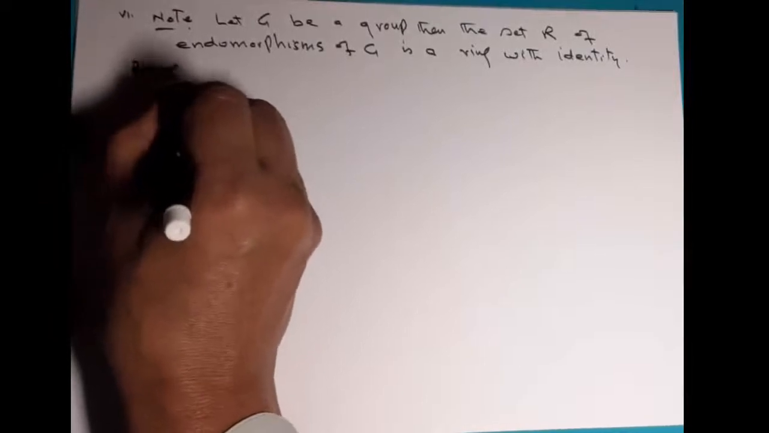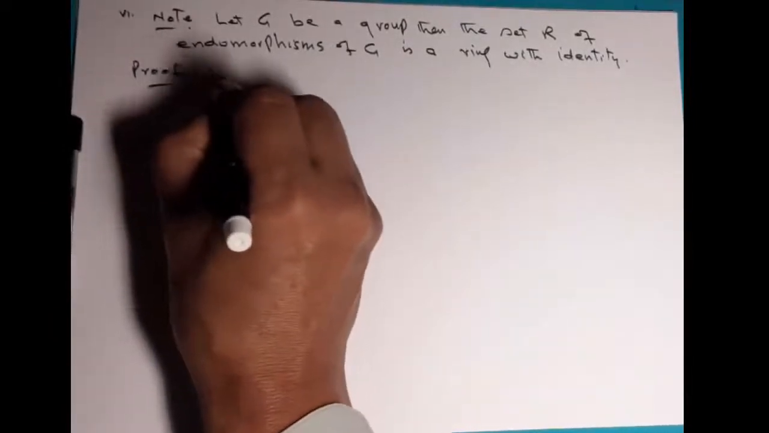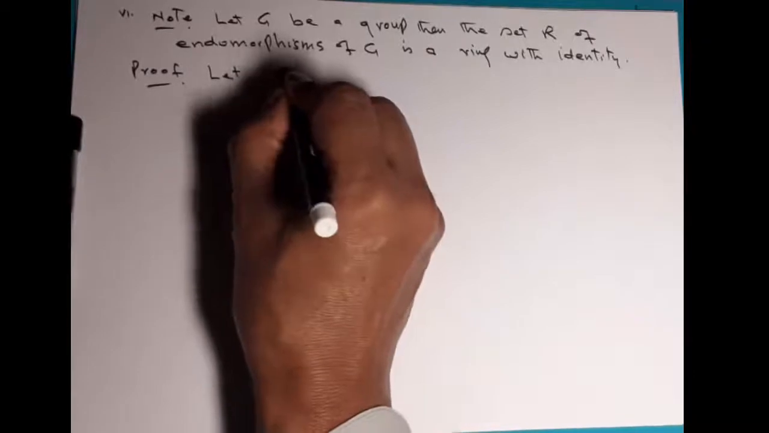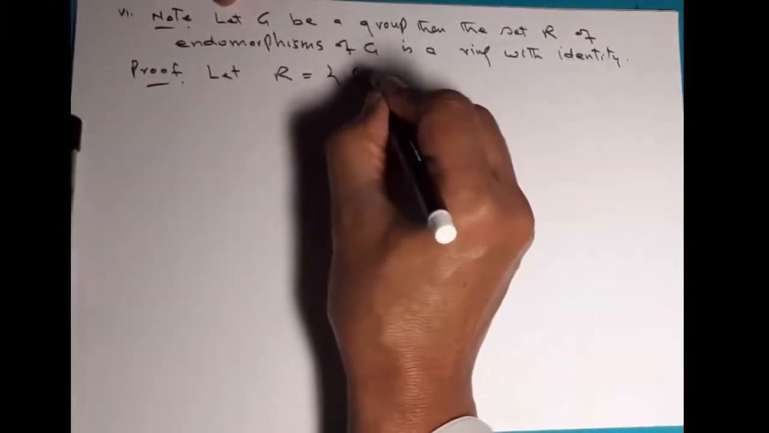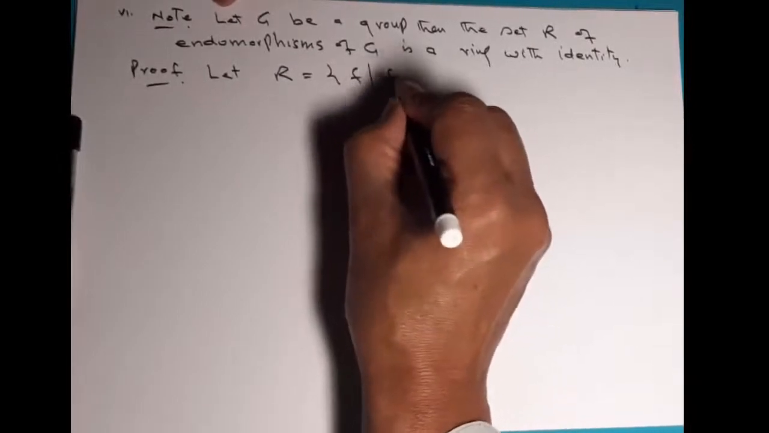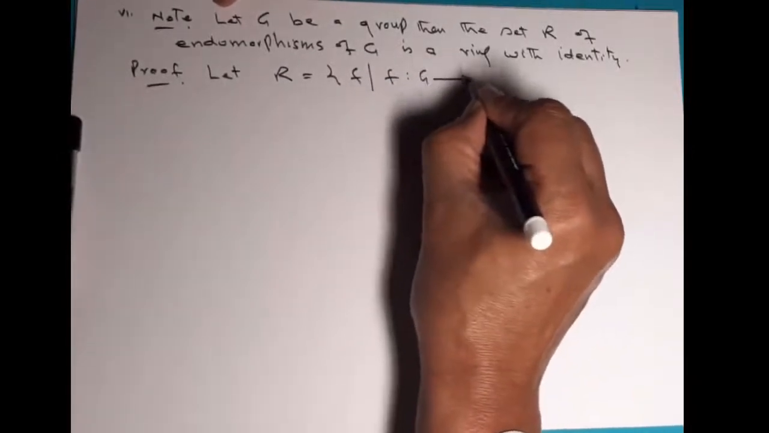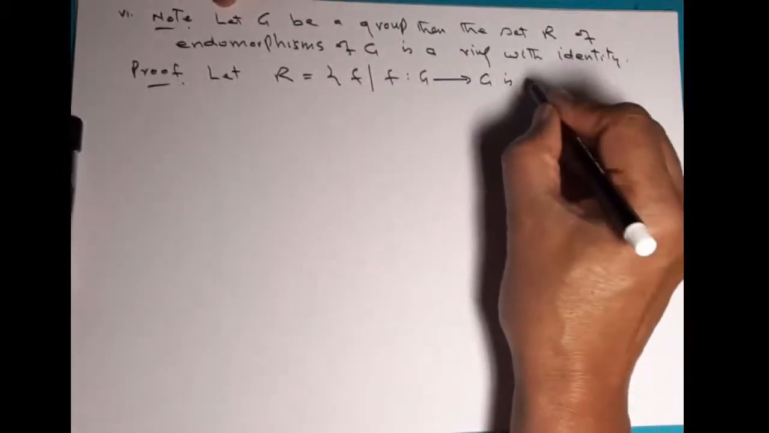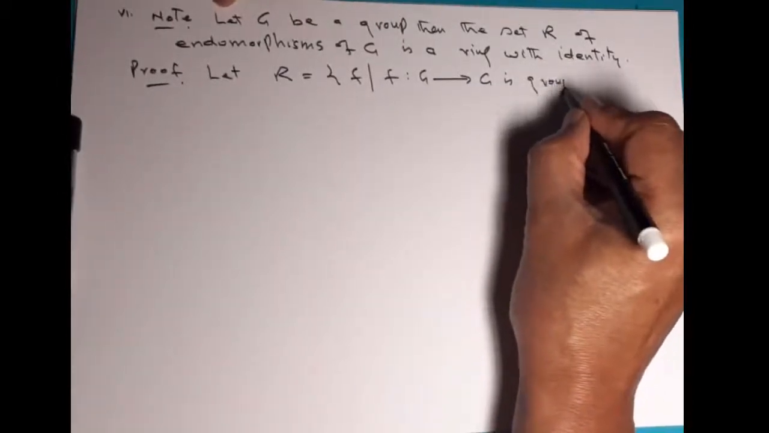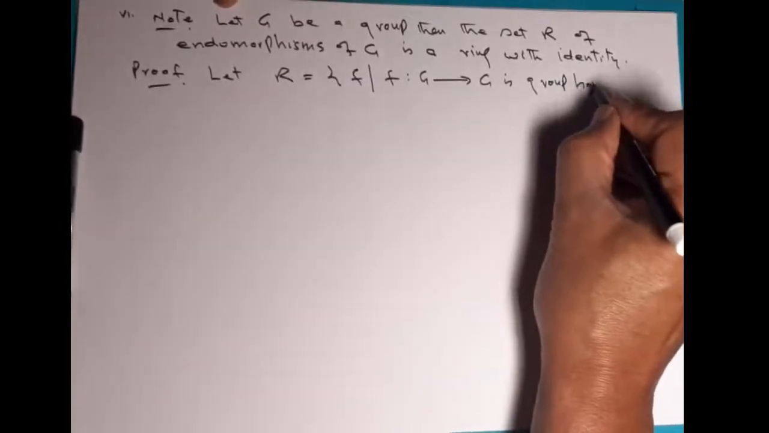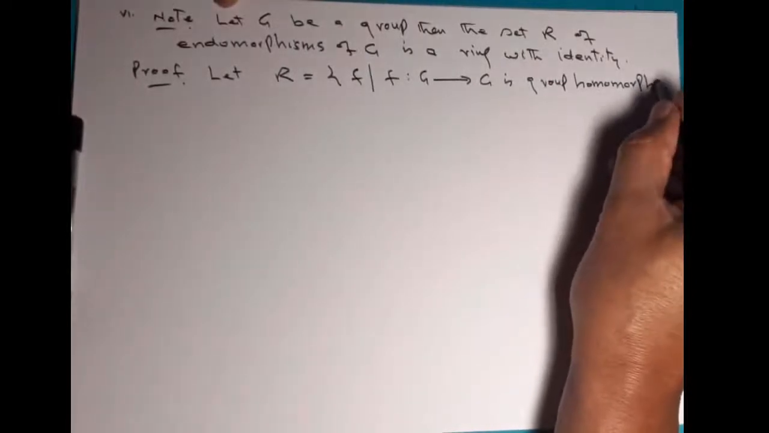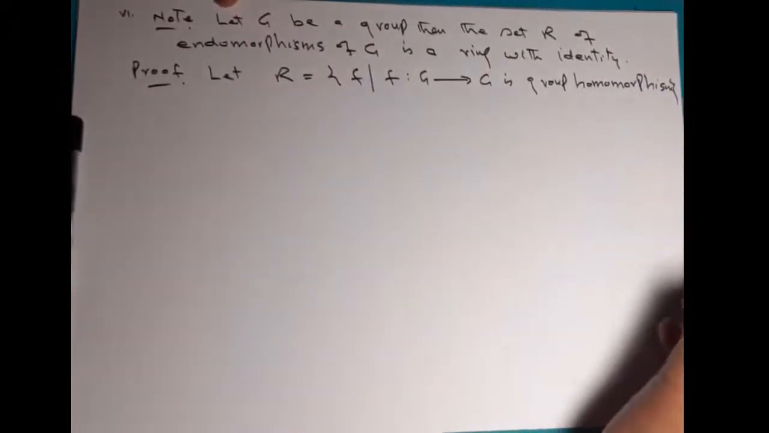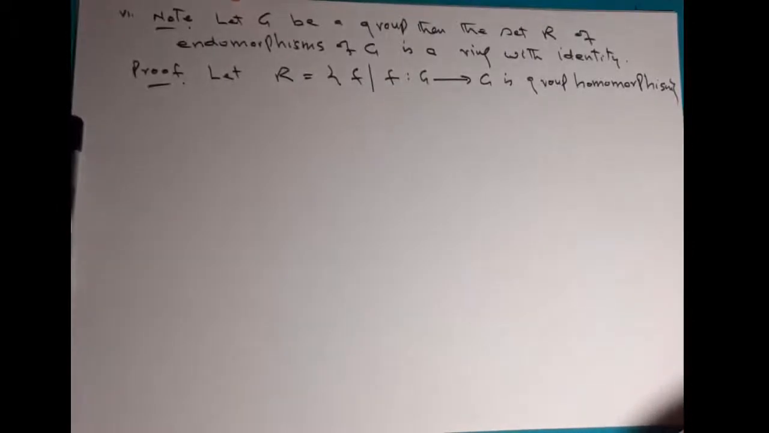Let's discuss it in detail. Let's have a small proof for this. So R is the set of F such that F from G into G is a group homomorphism. We shall show that R is a ring.